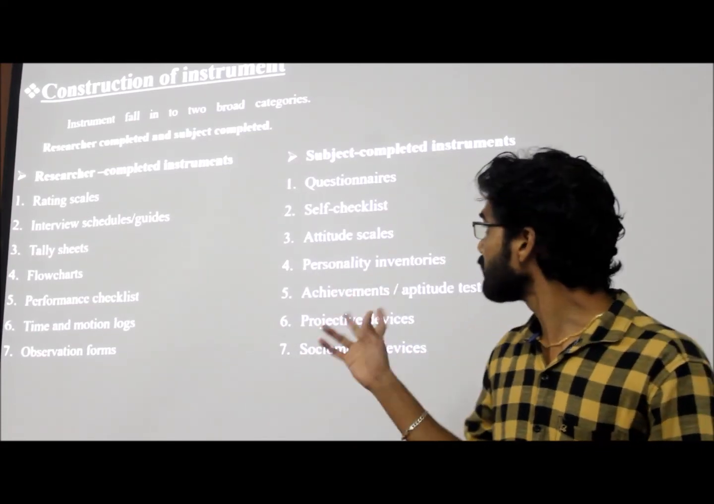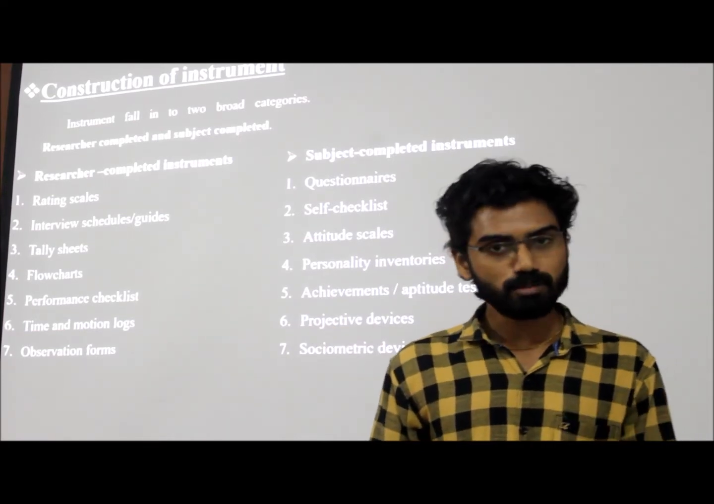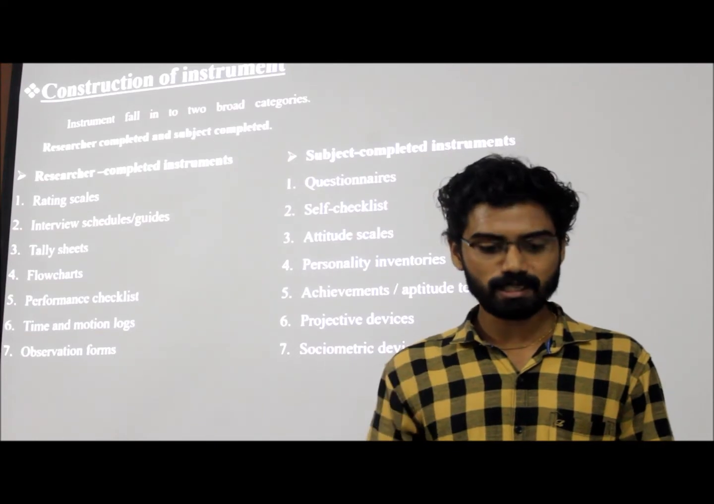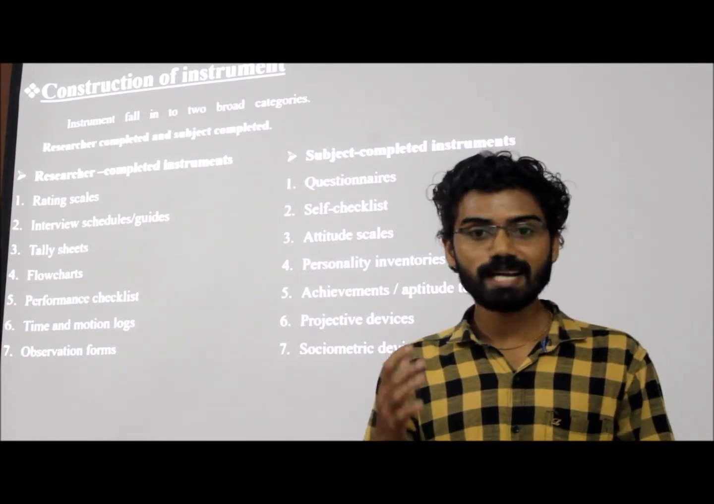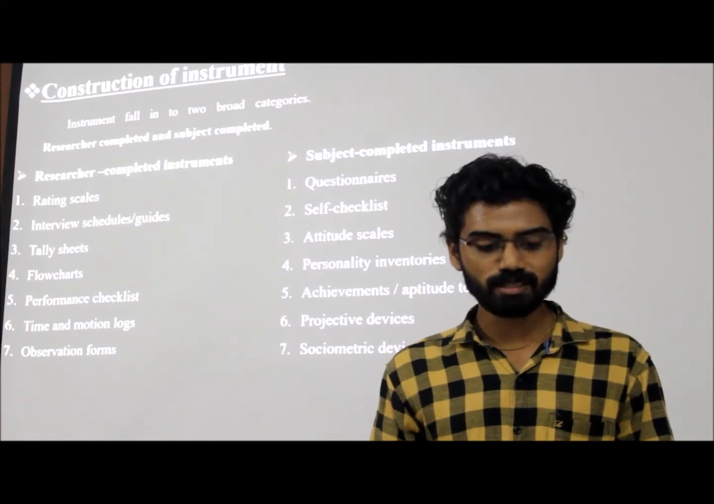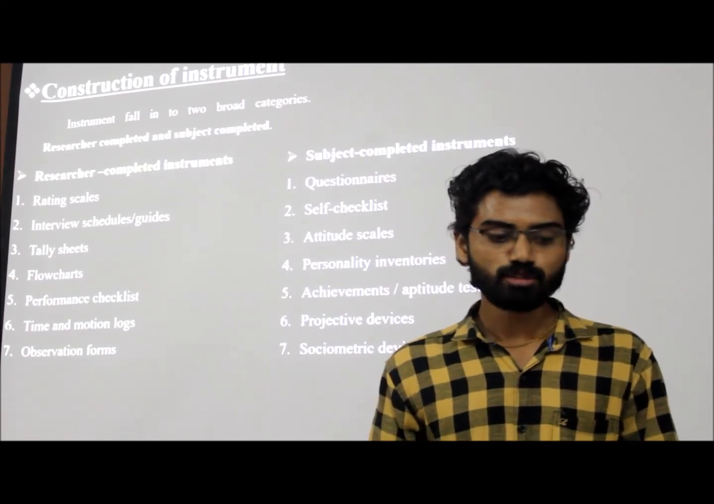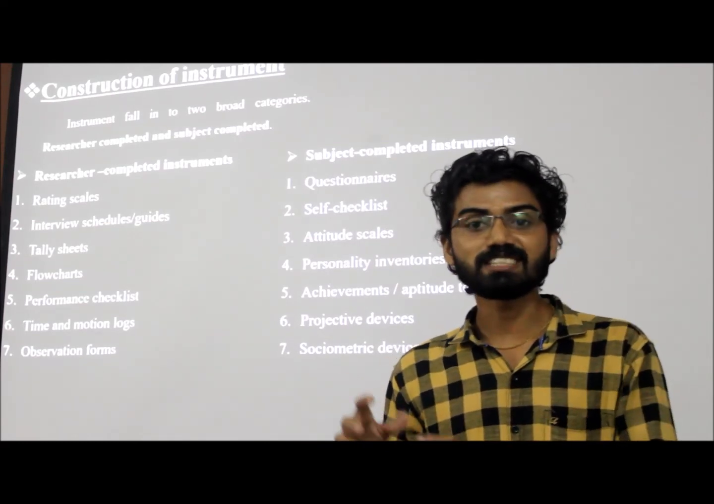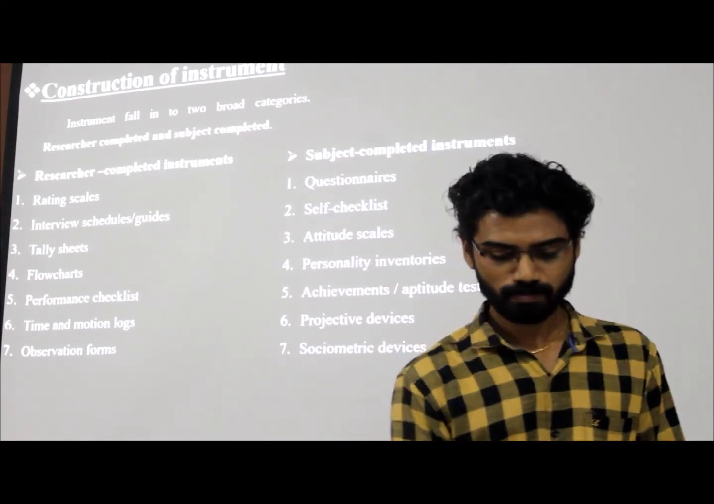And next one is subject completed instruments. In subject completed instruments, a researcher can use questionnaires, self-checklists, attitude scales, personality inventories, achievement or aptitude tests, projective devices, and sociometric devices. So these are the main tools that are used by the researcher for the construction of instruments.